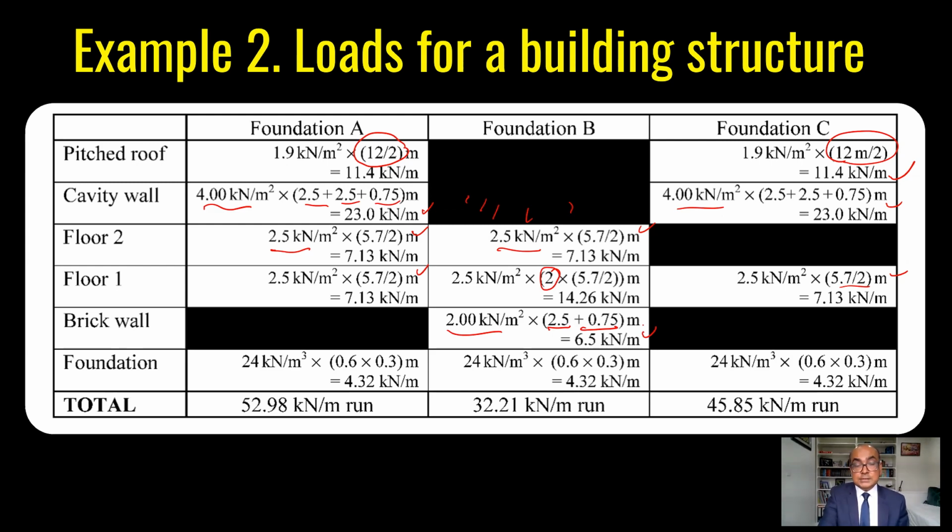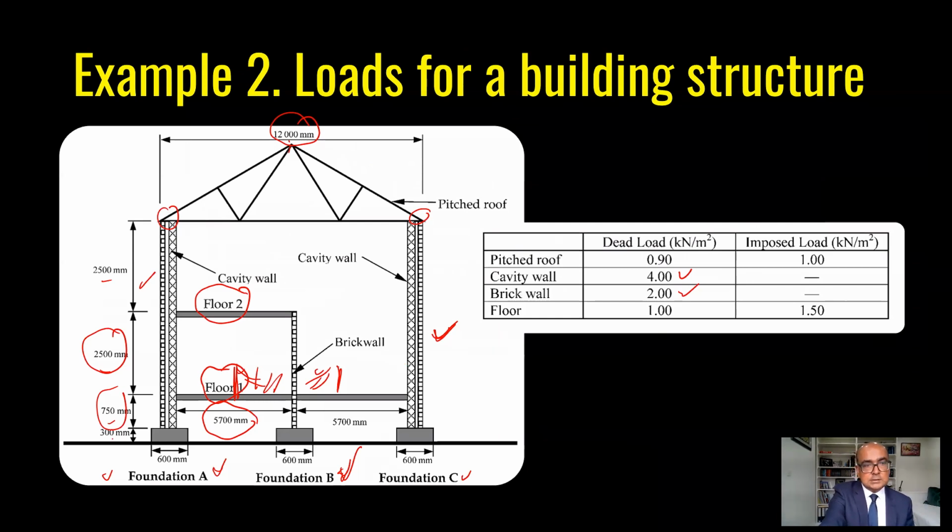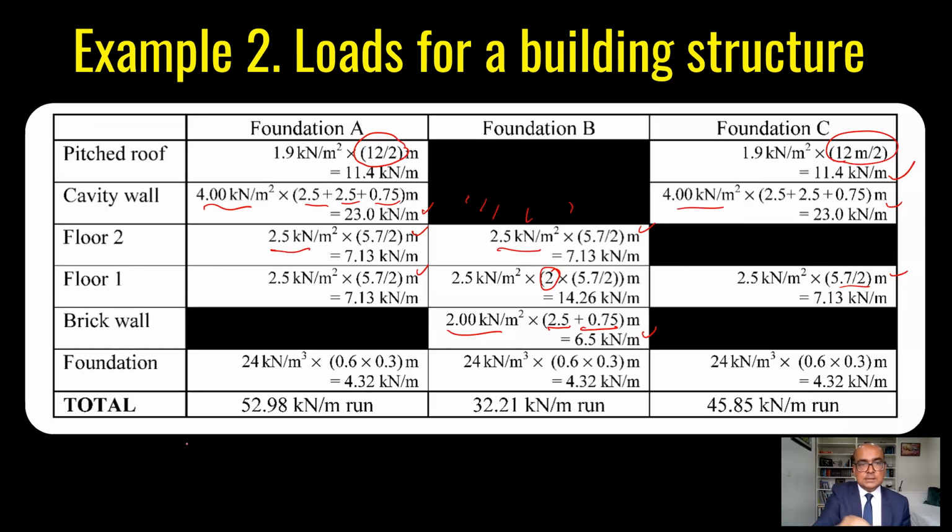And then we have foundation itself. For foundation, we have the dimensions 0.3 times 0.6. And the loading is not given. So we are assuming that it is concrete foundation. This means that the density of concrete is 24 kilonewton per meter cube. We will multiply it with the area of the foundation. This will give us loading in kilonewton per meter. So let us see. 24 times 0.6 times 0.3, we get 4.32. Again, same is the case with foundation B, same is the case with foundation C.